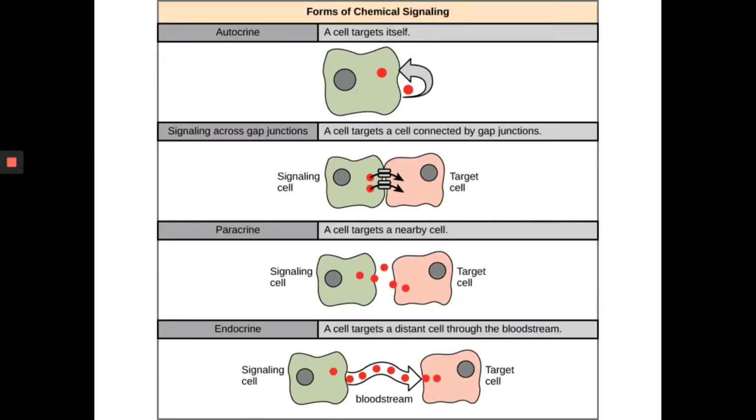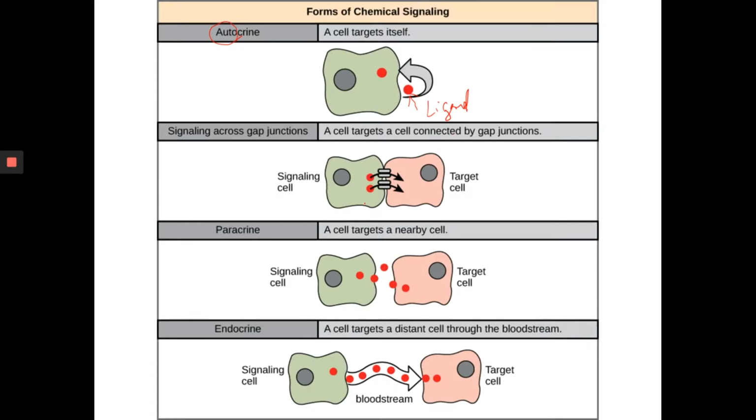Now this picture shows you the different forms of chemical signaling. So the first one is autocrine. Auto means self. So that means the cell is going to produce signals that target itself. Okay, so these red dots are signaling molecules. Again, we call them ligand.